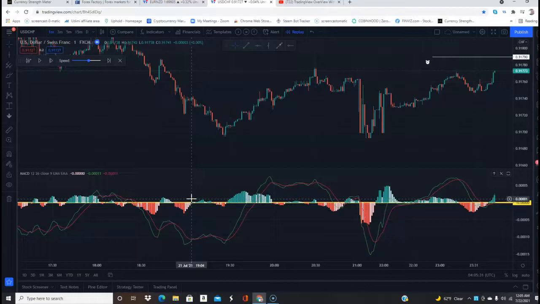For you guys that may want to know the math equation for it, the math equation for MACD is going to be the 12-period EMA minus the 26-period EMA, and that's going to give you the MACD.